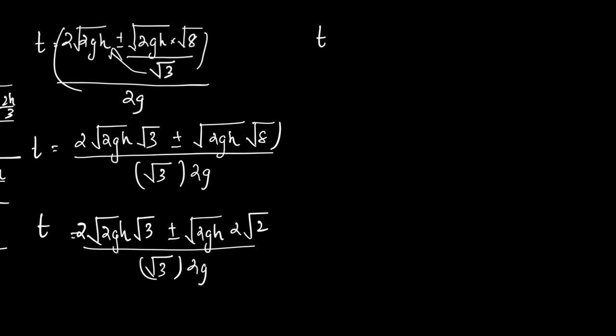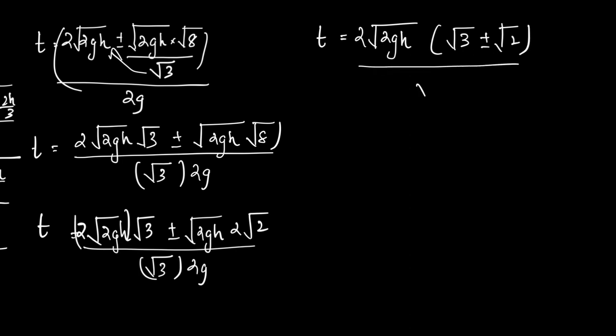So t can now be written as, if I take 2 root 2 common from the numerator, we have 2 into root of 2gh within brackets, all that is left is root 3 plus or minus root 2, the whole upon root 3 into 2g.